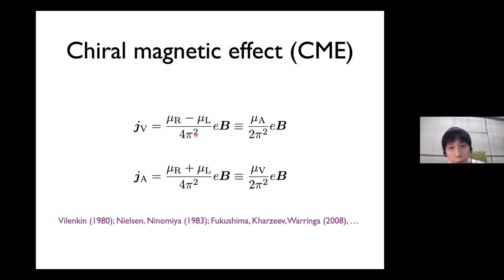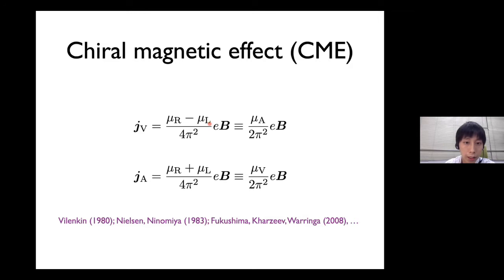But in relativistic systems, there can be different types of transport phenomena due to the chirality of elementary particles. And one such example is the so-called chiral magnetic effect. The chiral magnetic effect is a vector current, or the electric current, in the direction of the magnetic field in the presence of a chirality imbalance between right-handed and left-handed fermions. Here, mu_R and mu_L are the chemical potentials of right-handed and left-handed fermions, and this difference of the chemical potentials is denoted as mu_A, the chiral chemical potential.